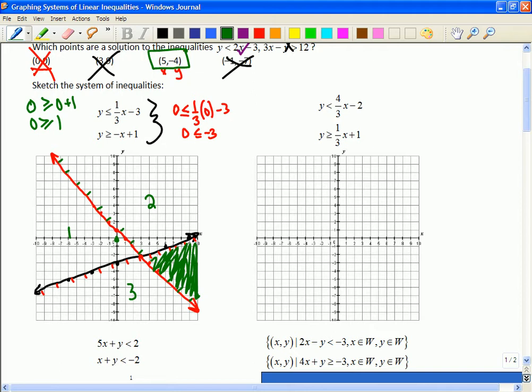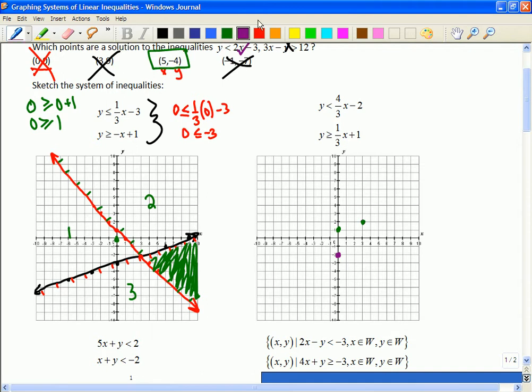So please try the second one with your neighbor. I will ask somebody to come here and show us what you did. Okay, so for the first graph, we're going to move down to -2. And then it's going to be over 3 and up 4. Then on the second graph, we start at 1. And we go over 3, up 1.